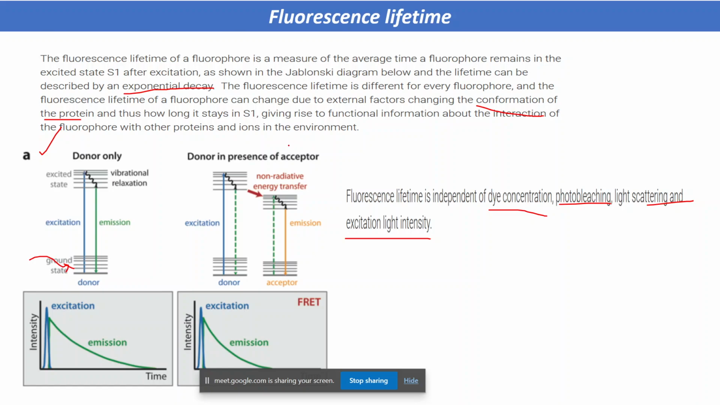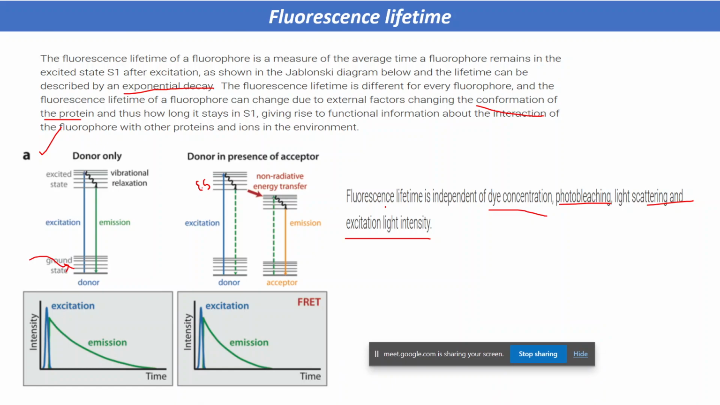But what happens in the presence of an acceptor is that if the donor and acceptor distance is less than 10 nanometers, then there is a possibility of non-radiative energy transfer. This non-radiative energy transfer can be FRET also. If we excite a donor to an excited state, it vibrationally relaxes back to the lowest vibrational level of the excited state and further non-radiatively transfers the energy to the acceptor molecule. This is called FRET. Now if you look at the exponential decay diagram of intensity versus time, this is for the donor and this is for the donor in the presence of acceptor.